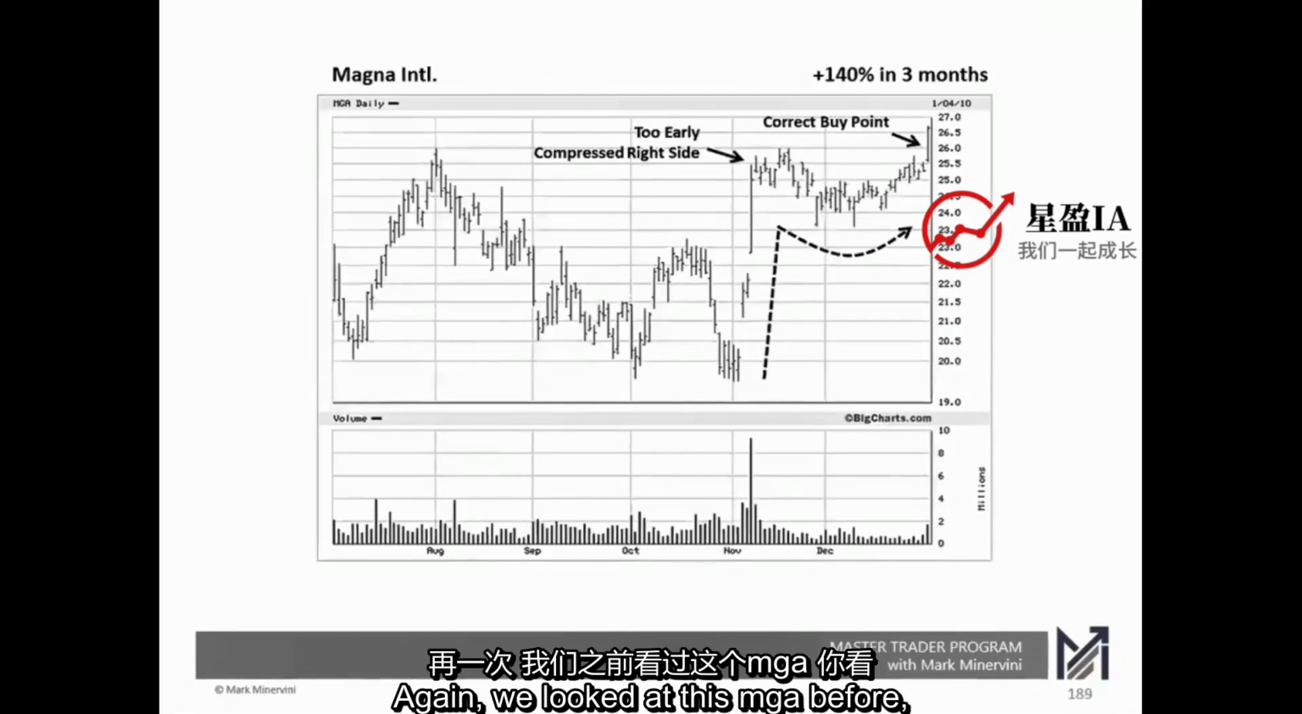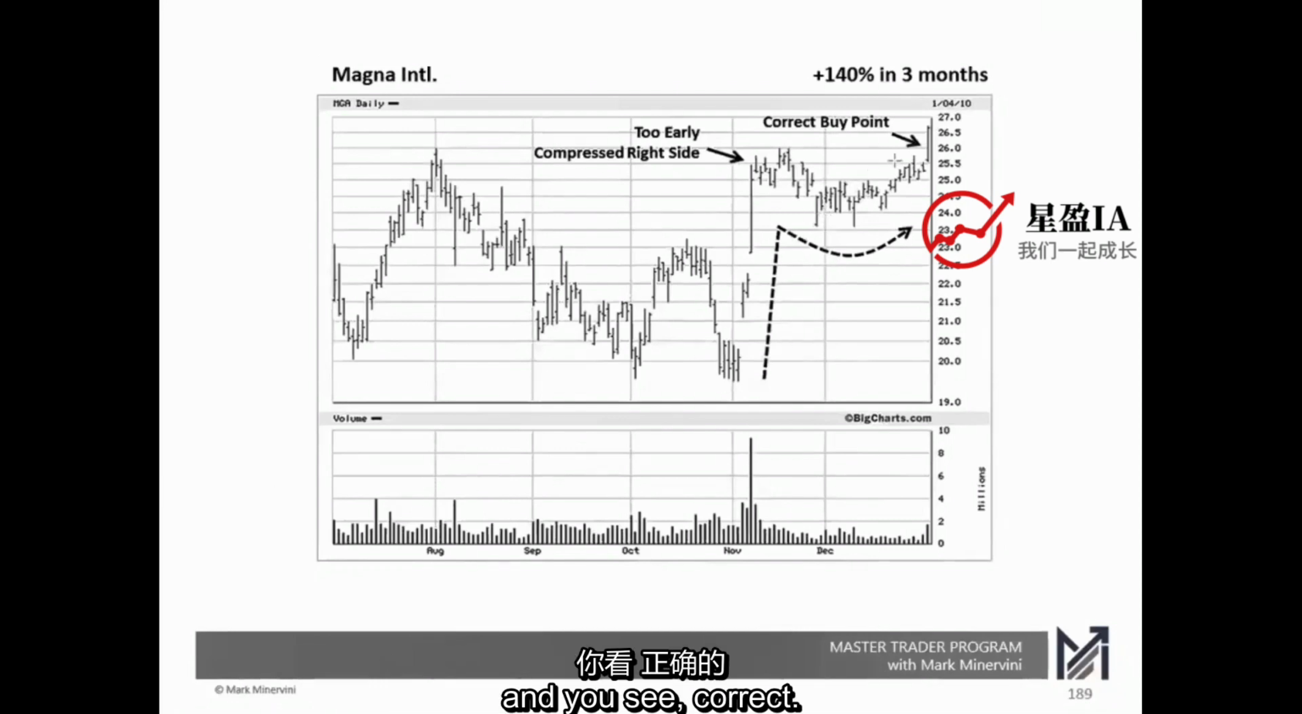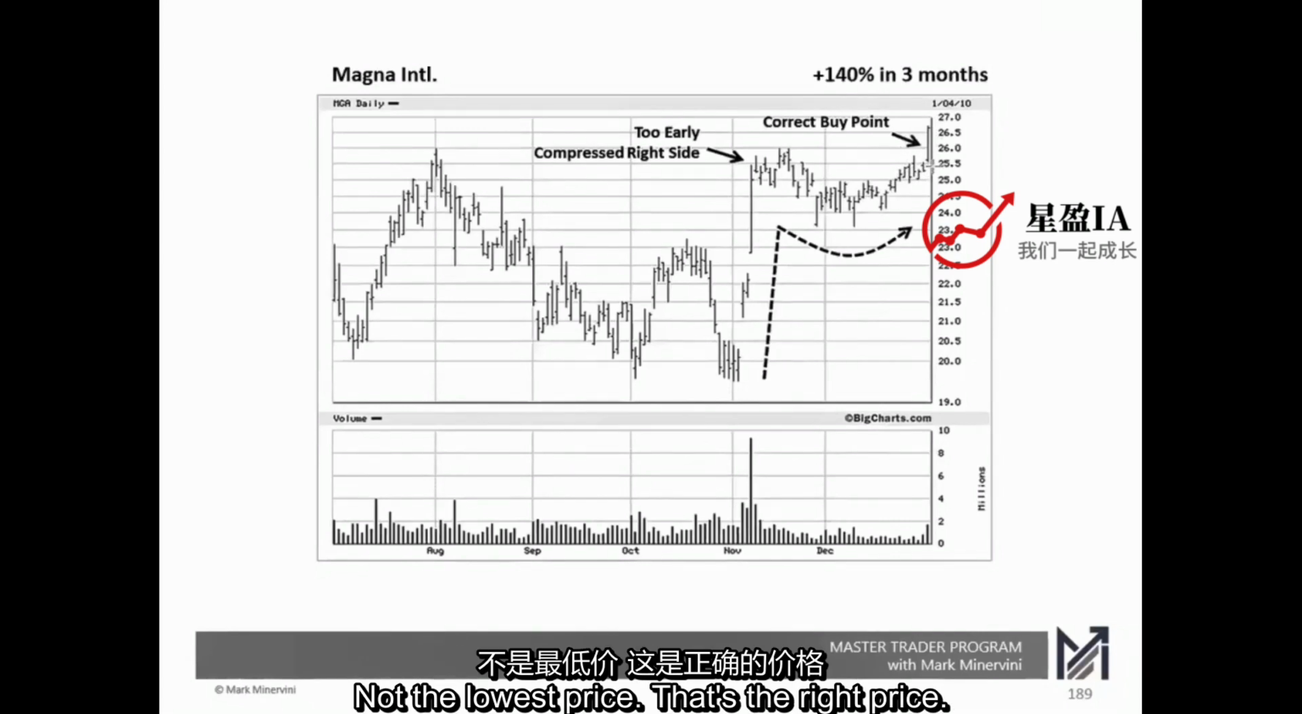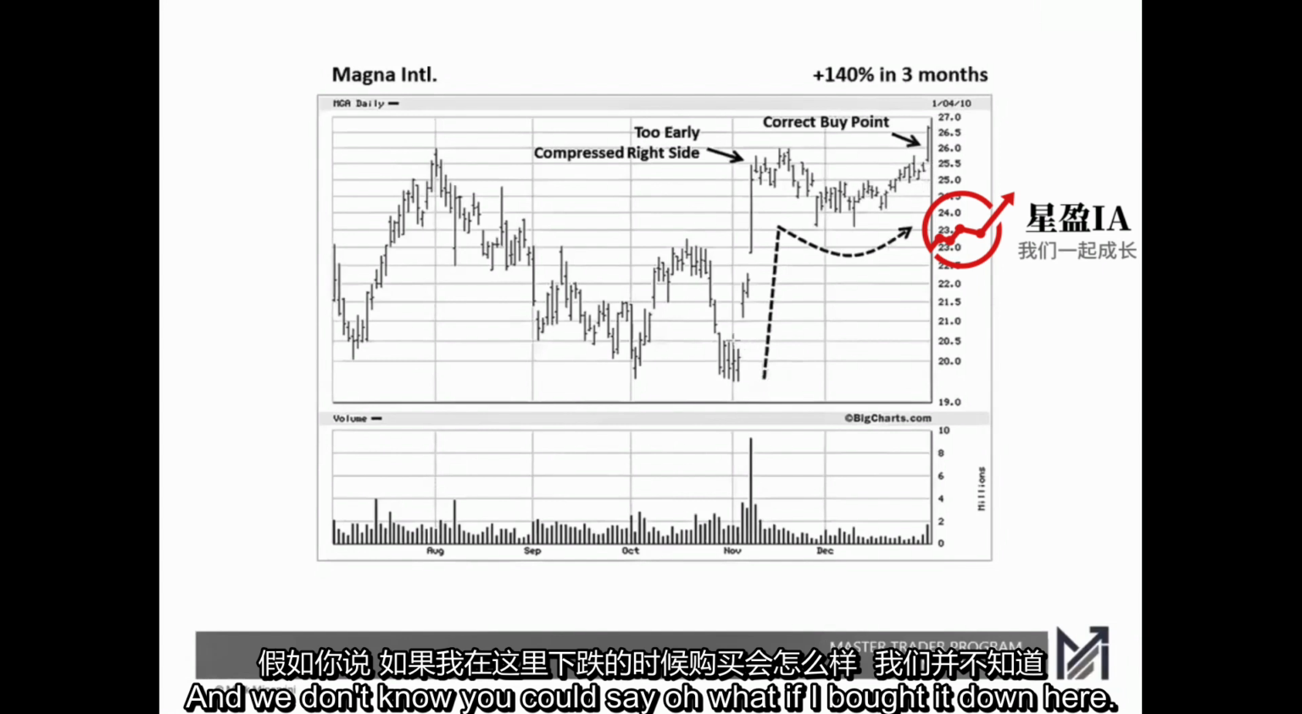So again, we looked at MGA before, and you see the correct buy point is on the right side right here. That's the right price, right? Not the lowest price. That's the right price. And you could say, well, what if I bought it down here?